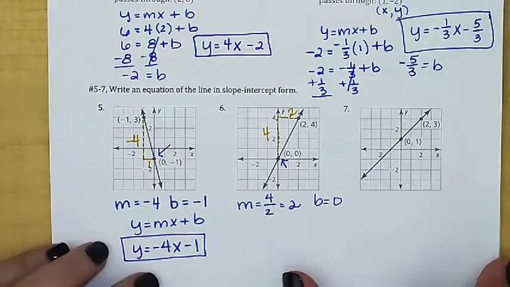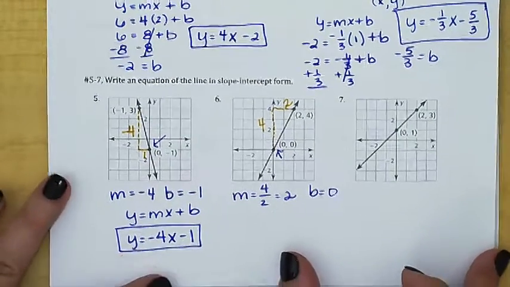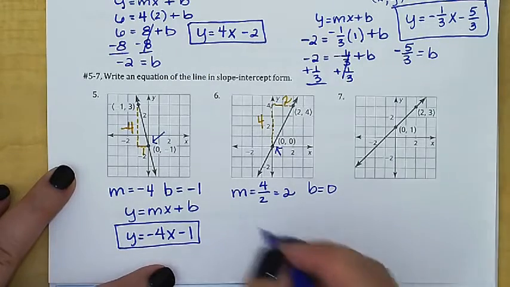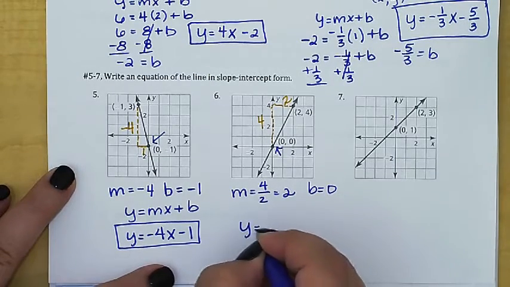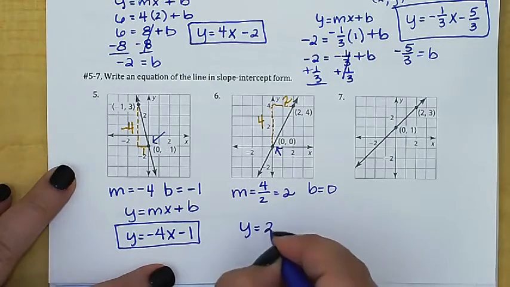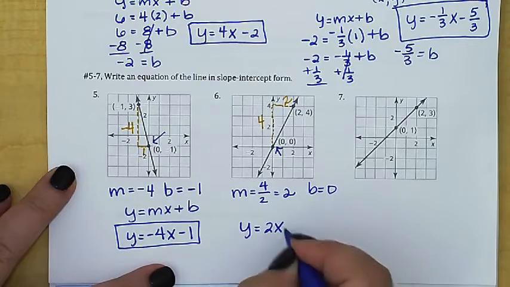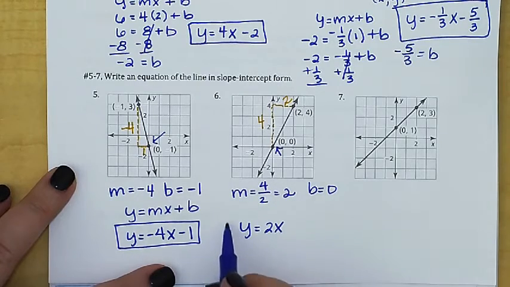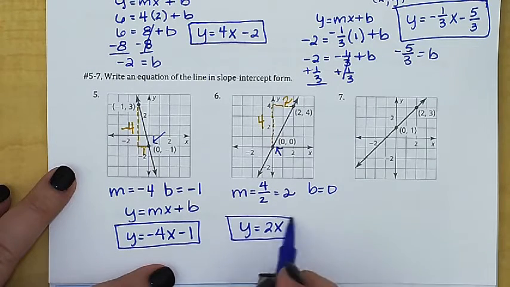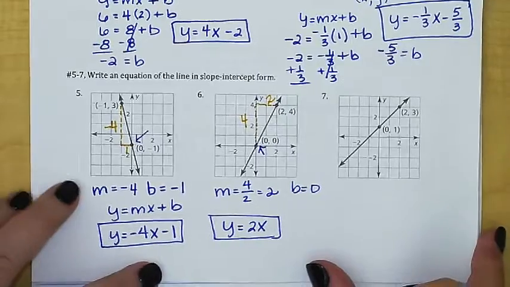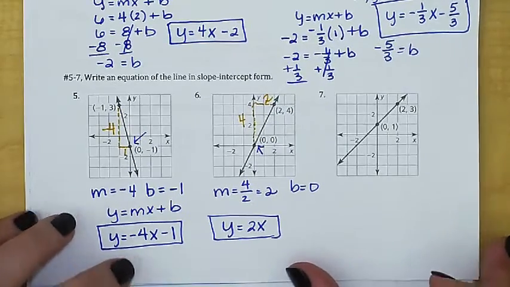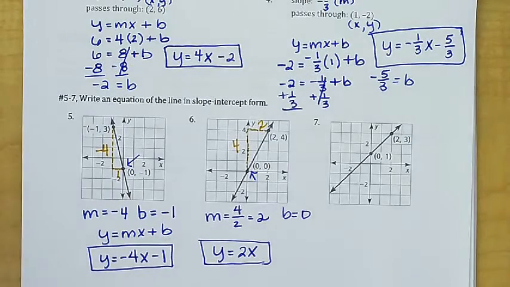In fact, since this passes through the origin, maybe you're catching on that this is actually an example of direct variation. But either way, we can now write our equation: y equals the slope we found times x, and then we could put the plus 0, but since it's 0, we typically just drop that and write it like this. Try number 7. Give it a shot, and see if you can come up with the equation from the graph there.